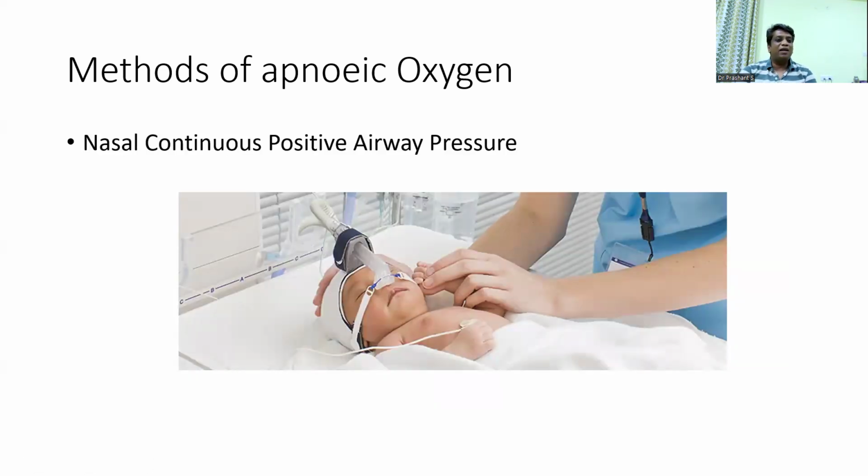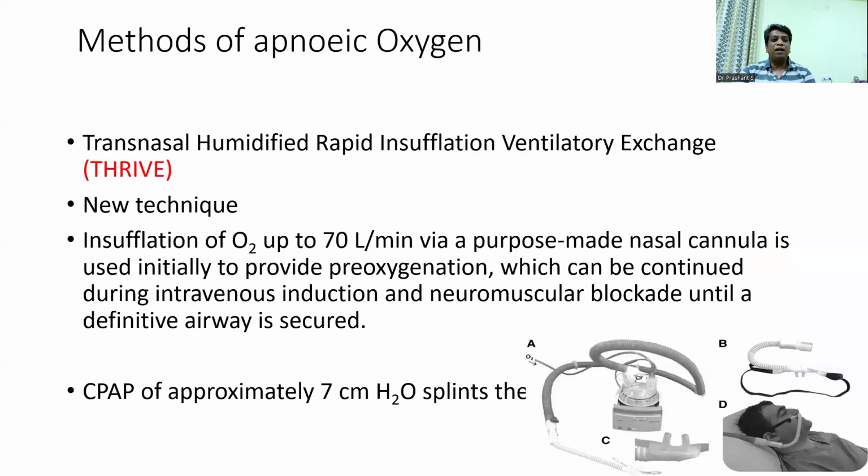There are other things like nasal continuous positive airway pressure, where we are intubating orally. So the oxygen, with a little pressure, can be given through the nasal route also. There is one newer technique called the transnasal humidified rapid insufflation ventilatory exchange. In this technique, insufflation of oxygen is given at a rate of around 70 liters per minute through a purpose-made nasal cannula to provide the oxygenation. This again provides some amount of positive pressure, continuous positive airway pressure, approximately 7 centimeters of water.